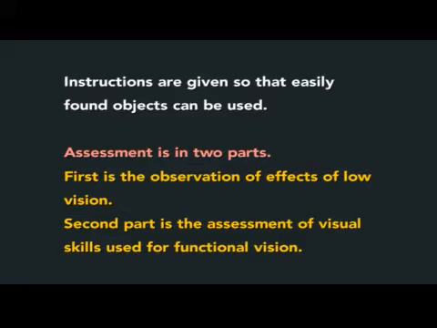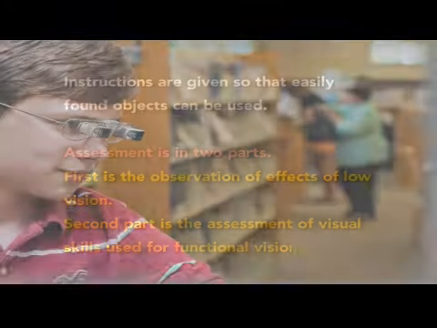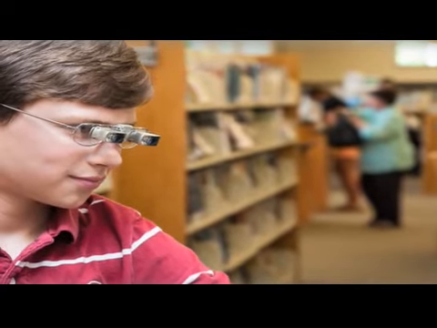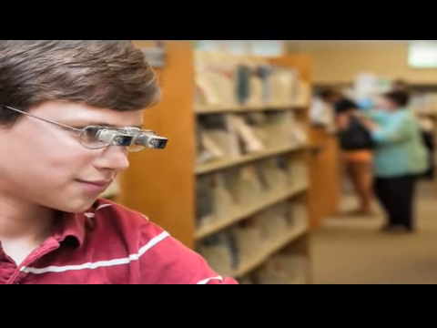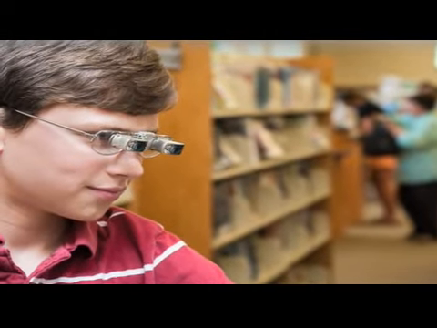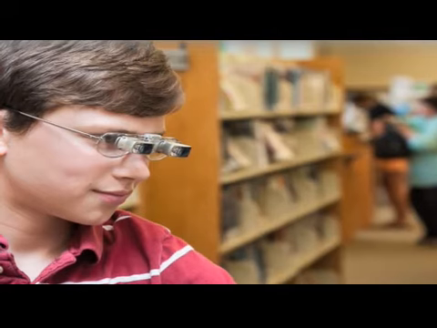First is the observation of effects of low vision. The second part is assessment of visual skills used for functional vision. The results give an understanding of the effects of low vision for each person and how vision is used. The results show the importance of distance, size, contrast and light for each person.